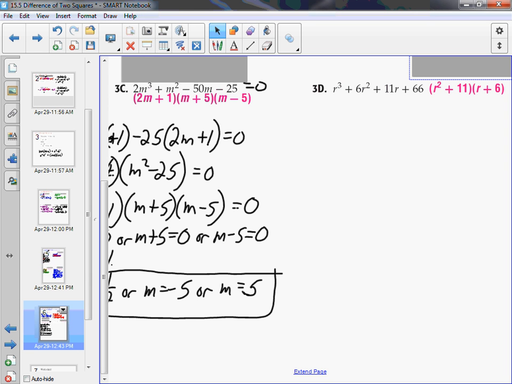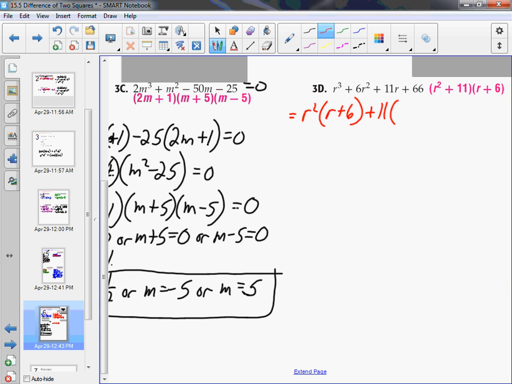Why didn't they keep going? Because you can't. Neither one of those binomials are factorable. Group the first two together, and you can factor out an r squared. That'll leave you with r plus 6. Group the last two together, and you can factor out an 11. Leaves you with r plus 6. So we have r plus 6 is our new greatest common factor. R squared plus 11 is our other factor. And neither of those are factorable. There's no greatest common factor. There's no difference of two squares.